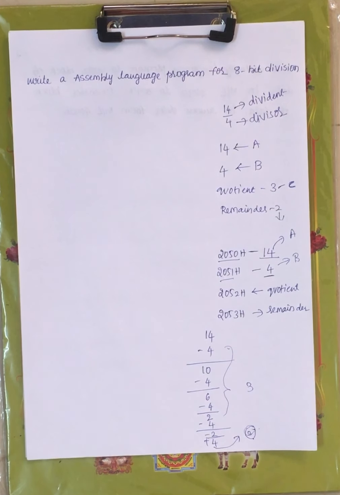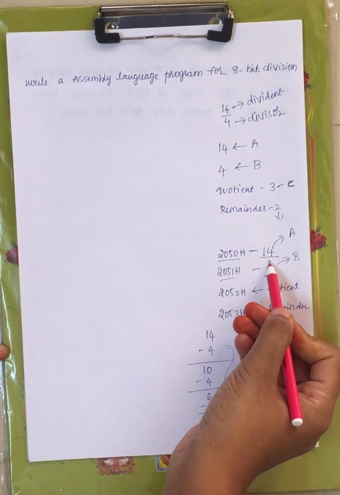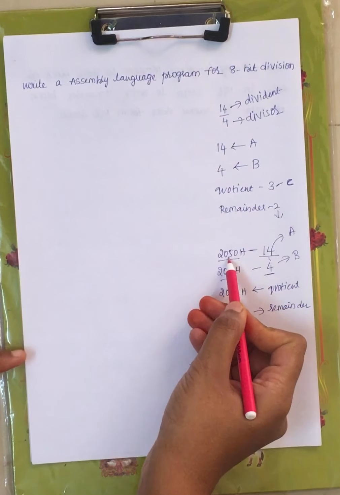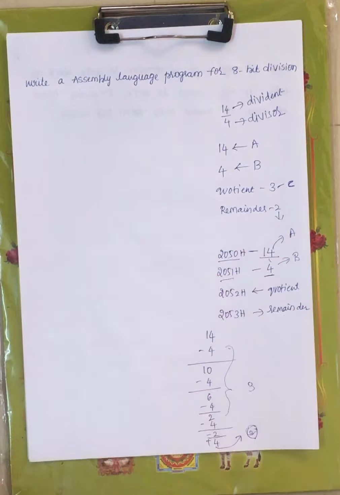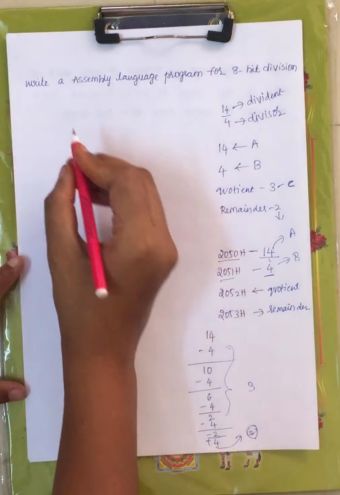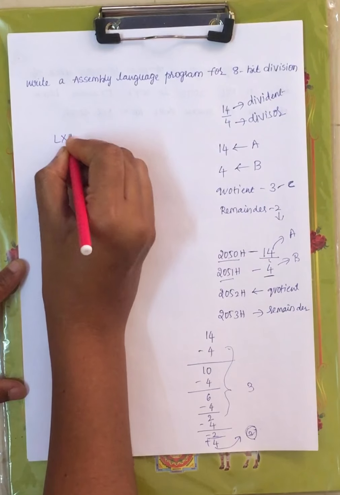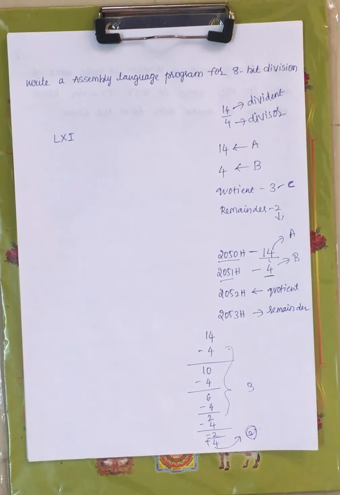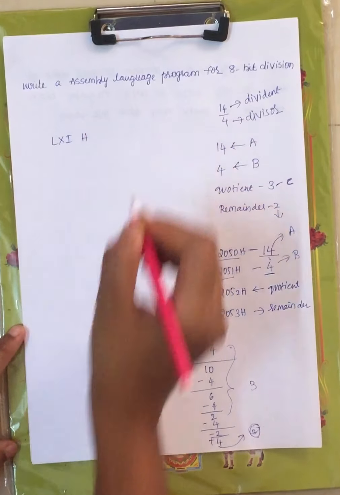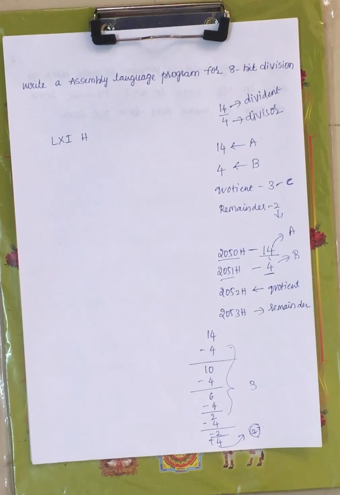Now let us write the set of instructions for this procedure. What is the first instruction you have to follow? You have to acquire the dividend from the memory location 2050H, and that has to be moved to the A register. Now what is the instruction LXI? LXI is pointing a register pair. What is a register pair? Either it may be BC, or DE, or HL. Load immediate HL, where HL is nothing but your register pair.